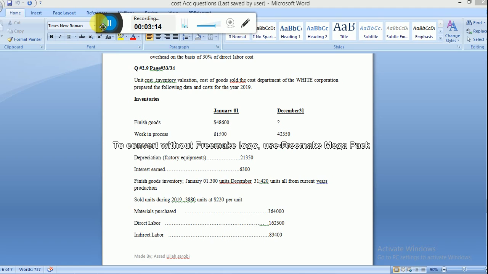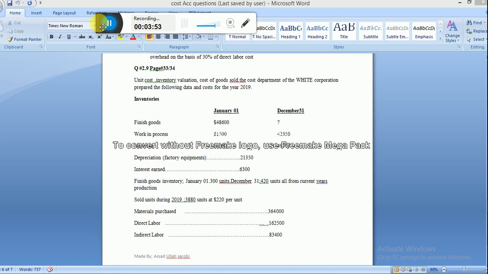Only those depreciation which take place in the factory, like depreciation of the factory building, factory plant, factory machinery, and fixed assets of the factory. Only keep in mind that this depreciation will be included in the CGS statement. Otherwise all other types of depreciation will be recorded in the income statement. So here factory equipments are a part of the factory overhead.